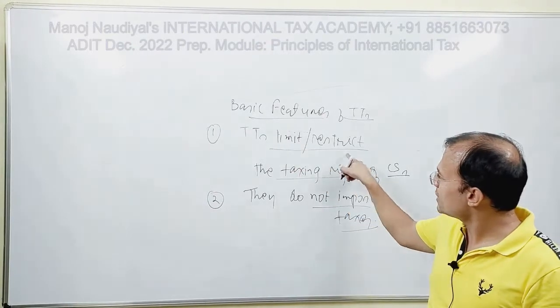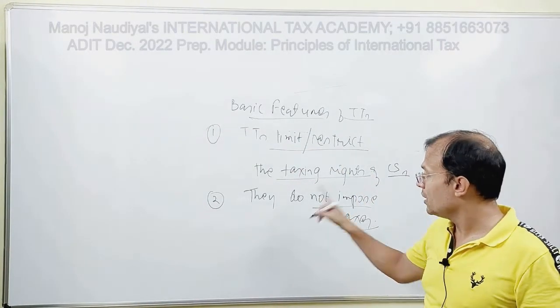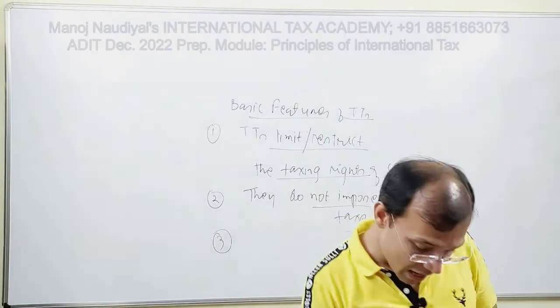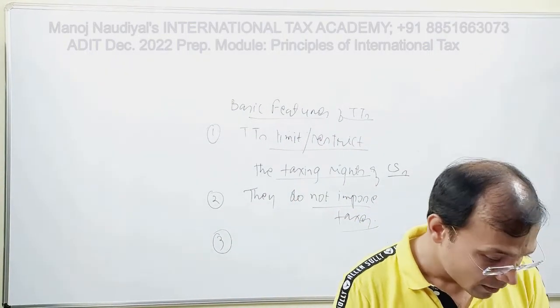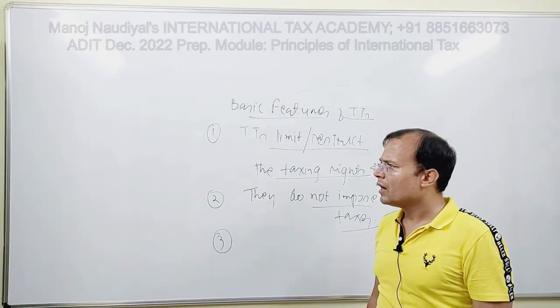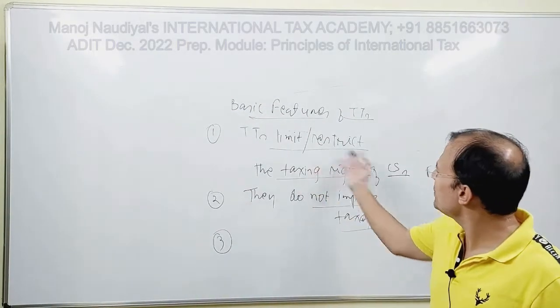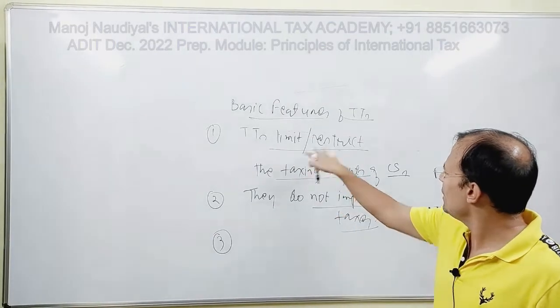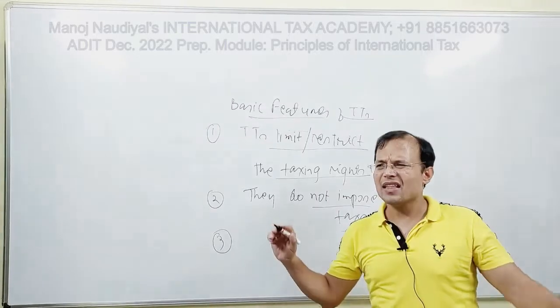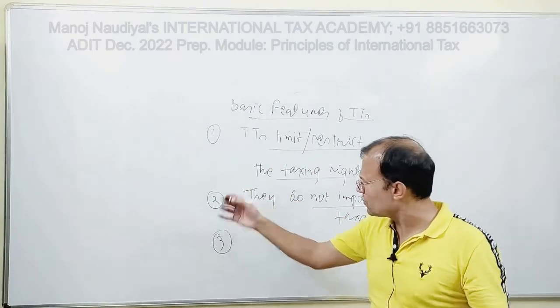They limit, restrict the taxing rights of contracting states. Number two, they do not impose taxes. Their main feature, they limit or restrict the taxing rights of contracting states. They do not impose taxes. And then, that's also a feature.